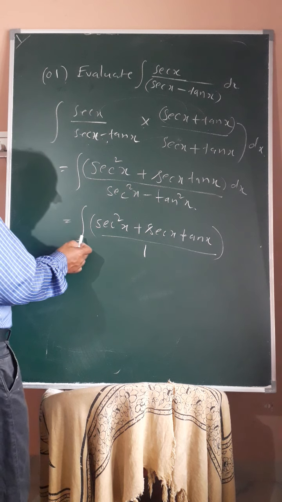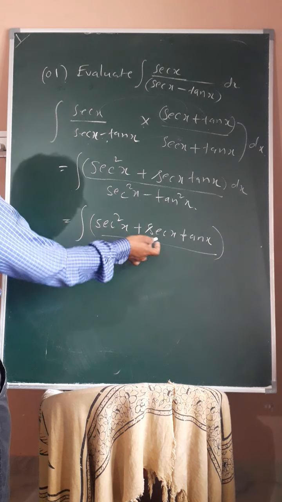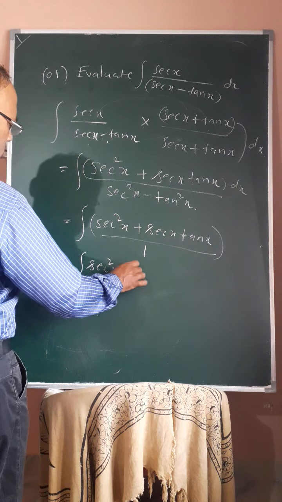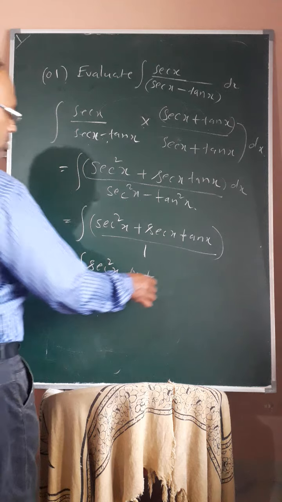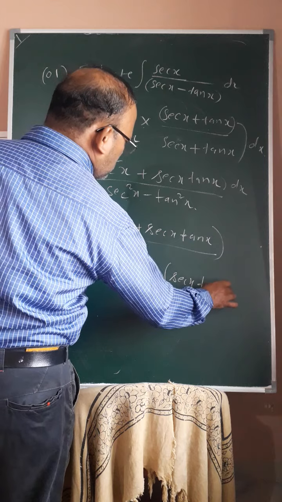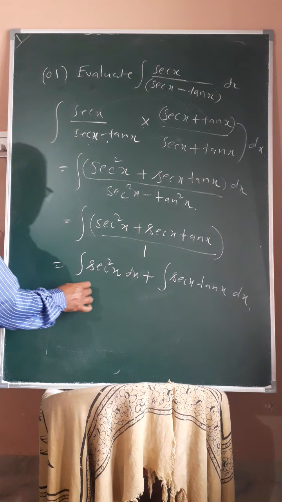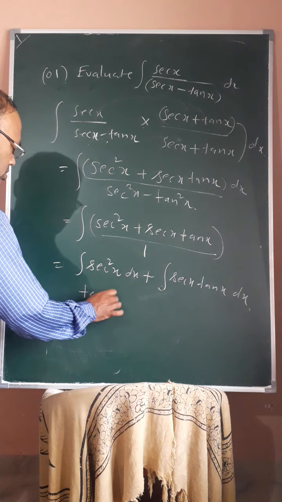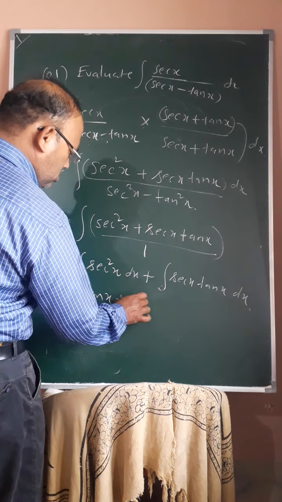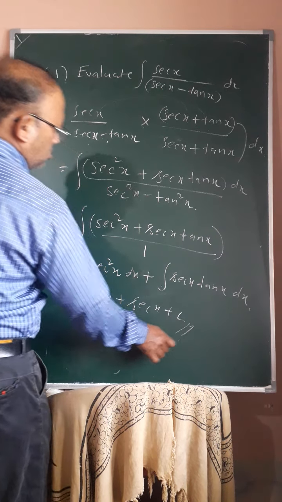So next apply the integration symbol to each term of the numerator, that is integration of secant square x dx plus integration of secant x tan x dx. Now we know integration of secant square x is tan x, plus integration of secant x tan x is secant x, plus c. This is the answer.